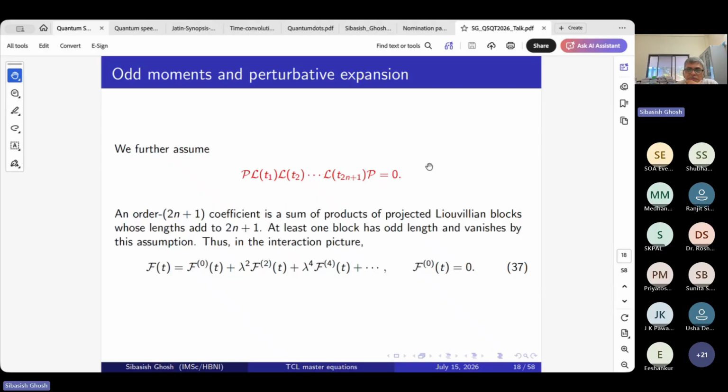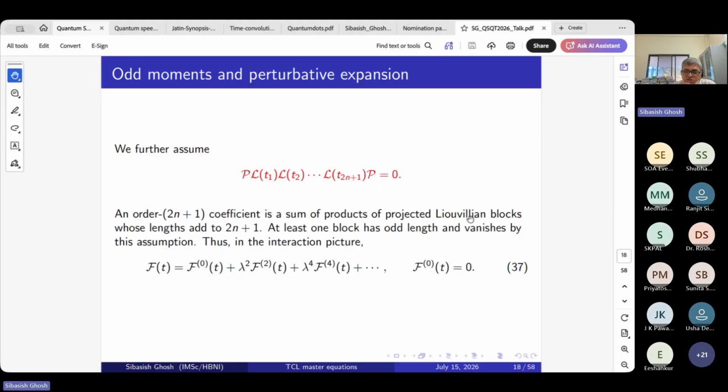So you assume that this, that means the Liouvillean at t1 times Liouvillean at t2 etc. times Liouvillean at t2n plus 1, so there are 2n plus 1 such time points, and you sandwich it between these two projectors on the left and right. You assume that this is 0. Now this is actually not a very bad assumption, because if you take your bath to be something like a Gaussian state etc., you can do that. It is not very difficult.